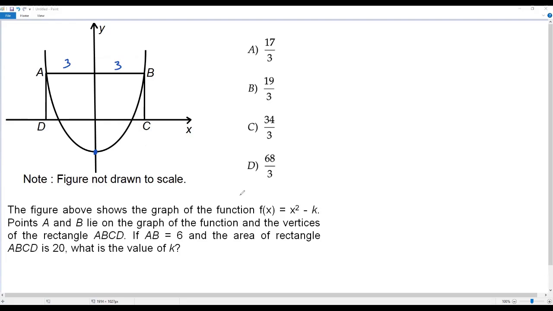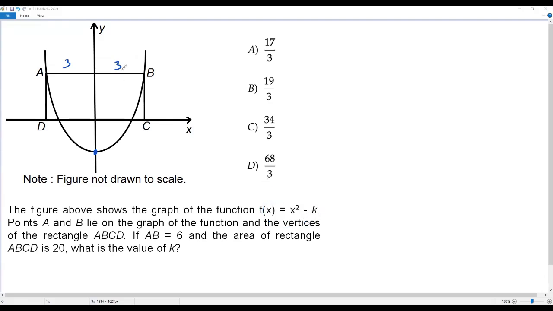Okay, now to get the value of k, my aim is to get either point A on the parabola or point B on the parabola. Once I get a point on the parabola, I can plug the point into the given function because the point is on the parabola. Since we have the point on the parabola, we can plug it into the given function and we'll be able to solve for k.